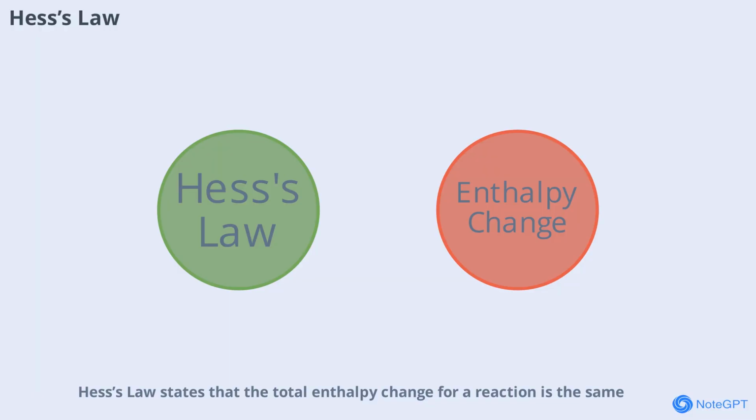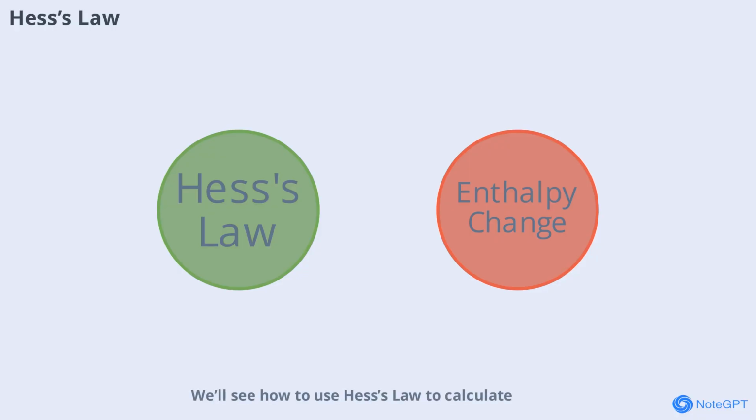Hess's law states that the total enthalpy change for a reaction is the same, no matter how many steps the reaction takes. We'll see how to use Hess's law to calculate enthalpy changes for reactions that are difficult to measure directly. This principle is a powerful tool in thermochemistry.